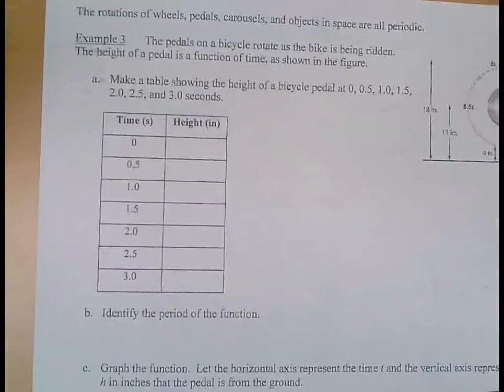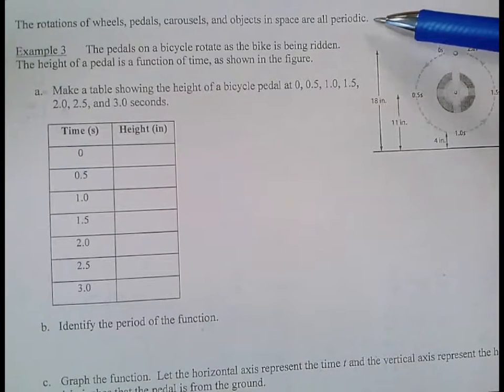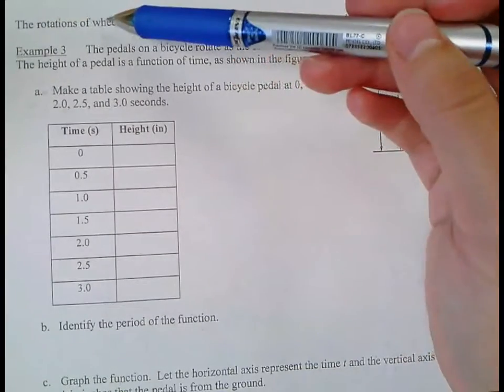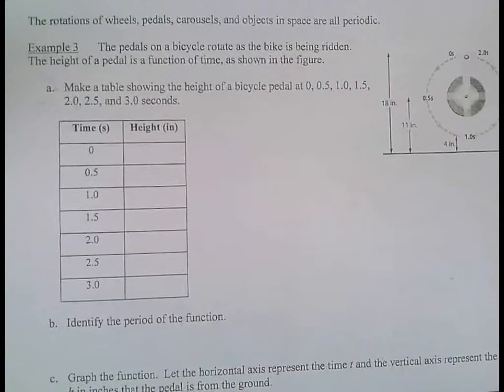Okay, so then the last example, again, this is giving you background knowledge if you are at any point in your life going to take something that involves trig. It's setting you up for when you learn to graph sine, cosine, and tangent as they are periodic functions. An example of where a periodic function could occur is rotations of wheels, pedals, carousels, objects in space. These are all periodic. So if you ever wanted to study some sort of rotation over time, that would become a periodic function, which can then be modeled with a trig function.